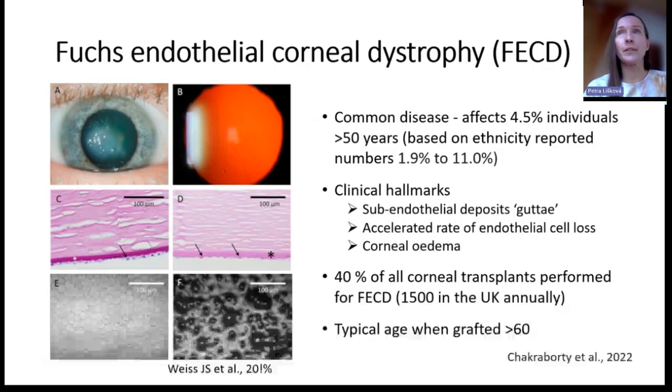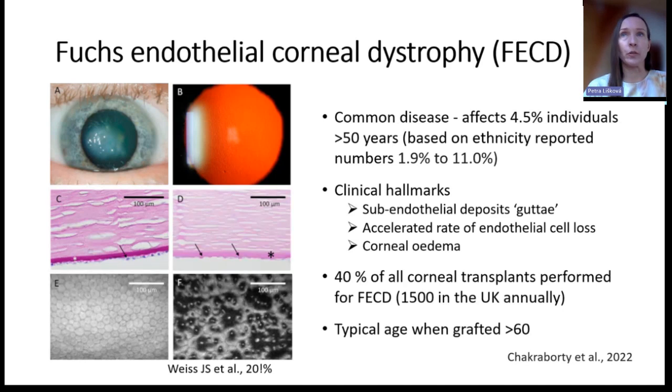Before we start with rare diseases, and for the sake of context, I need to have a few words about Fuchs endothelial corneal dystrophy. It's a common disease that affects nearly 5% of population over 50 years. Clinical hallmarks are subendothelial deposits called guttae, accelerated rate of endothelial cell loss, and corneal edema in advanced stages.